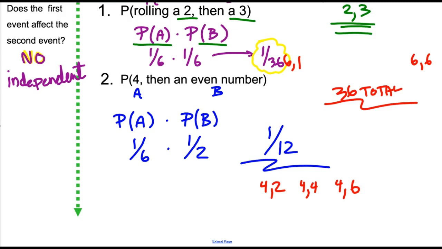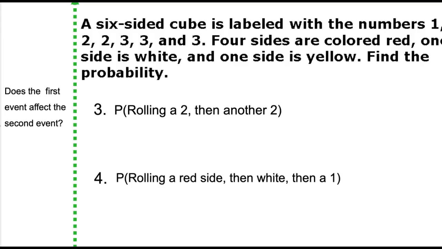All right, moving on. Here's another problem very similar to that problem, but a little different number cube or die. So a 6-sided cube has a 1, then a 2, 2, and then a 3, 3, 3. Crazy die. All right, 4 sides are colored red, then 1 with white, 1 with yellow. Find the probability of rolling a 2 and then another 2.